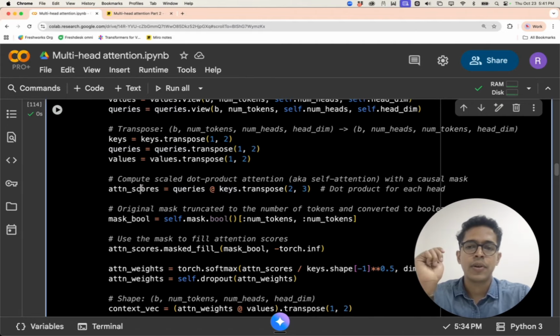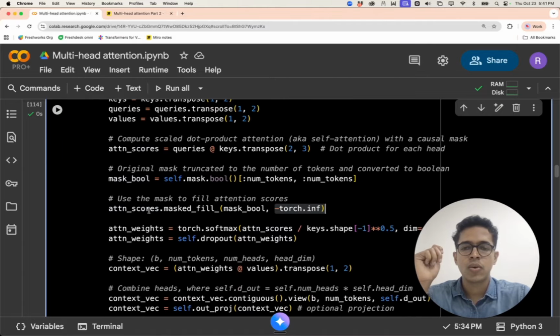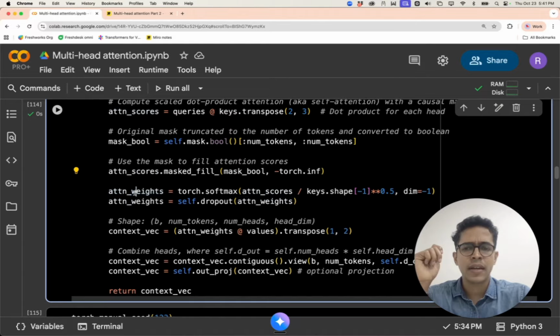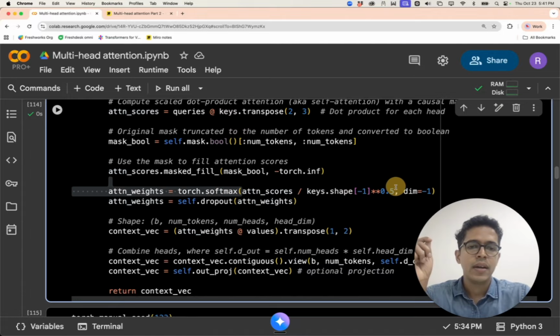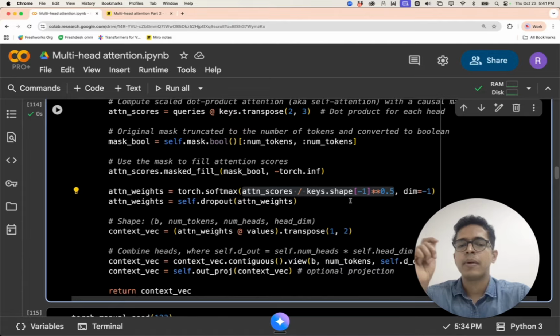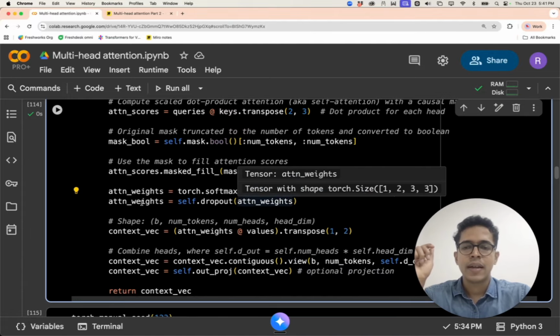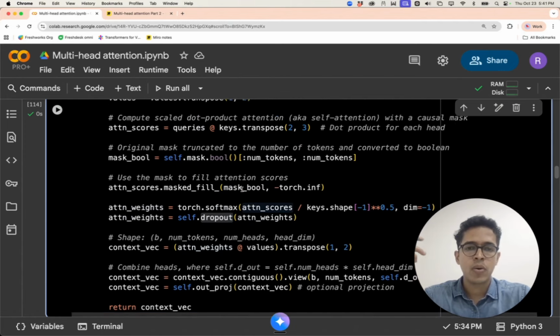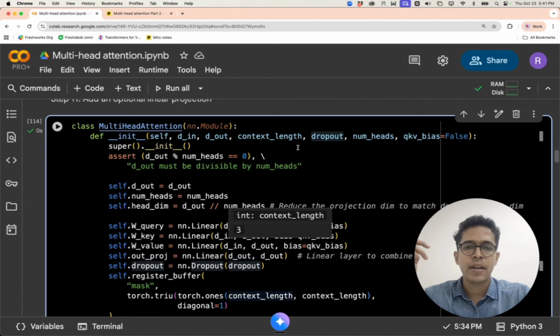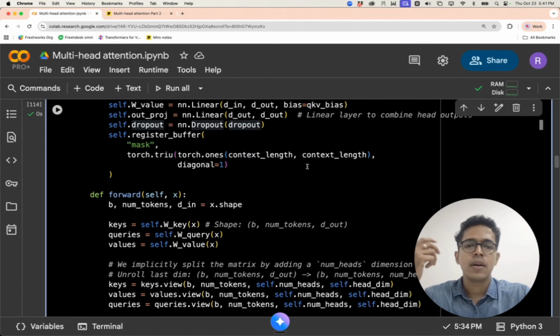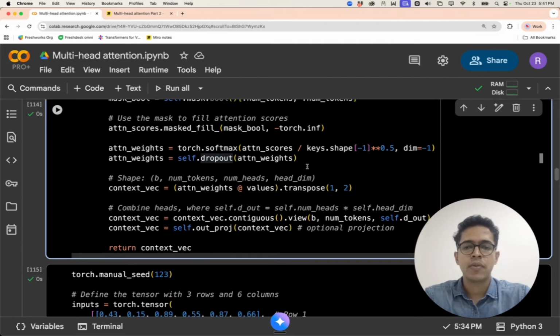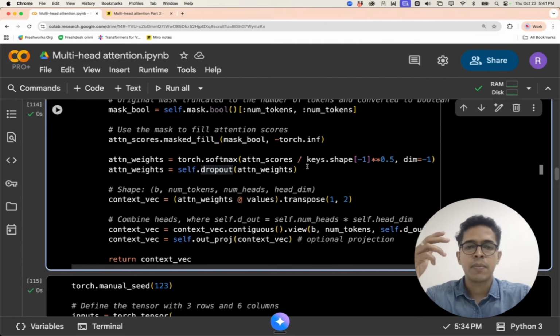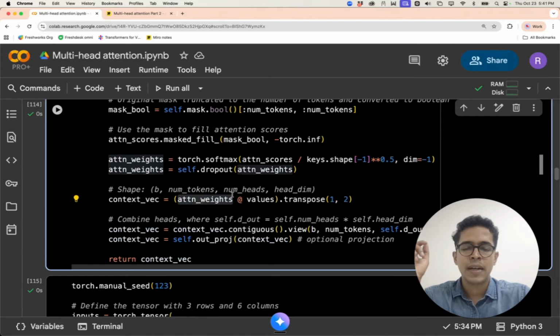Then we construct the upper negative infinity masked attention scores, which is this. Then we construct attention weights by taking the softmax of the scaled attention scores. What is the scaled attention score? Attention score divided by the square root of the dimensionality of the query-key-value space. Then on top of the attention weights, we can apply dropout. Here, dropout is a parameter we pass in. If it is 0, there won't be any dropout. If it is 0.1, 10% of the items will be dropped out. The remaining items will be scaled up by 1 by 1 minus 0.1, which is 1 by 0.9, which is 1.111. Then the context vector is attention weights multiplied by values.